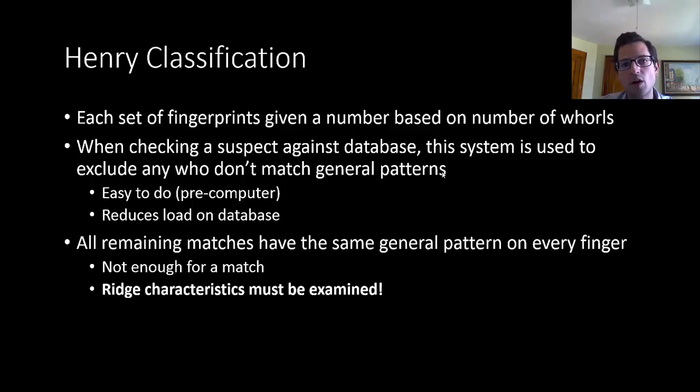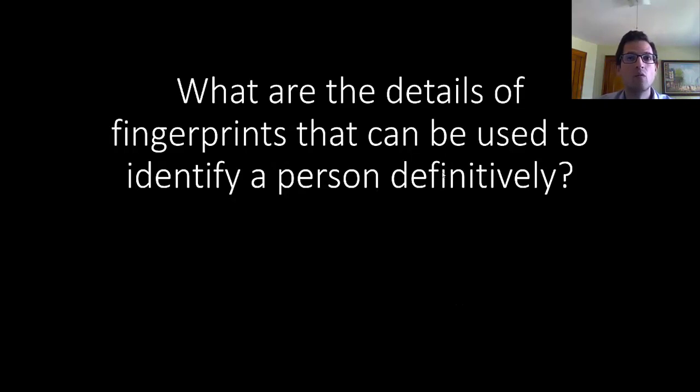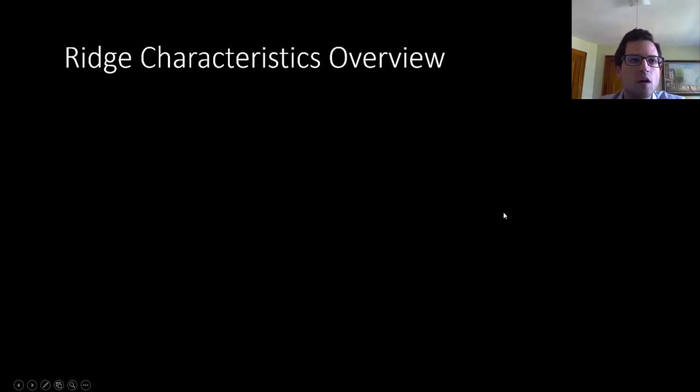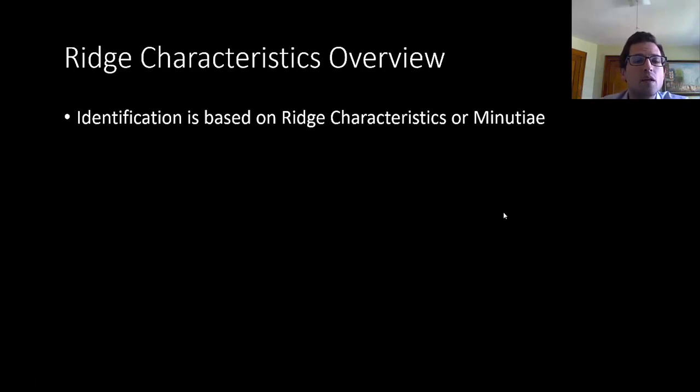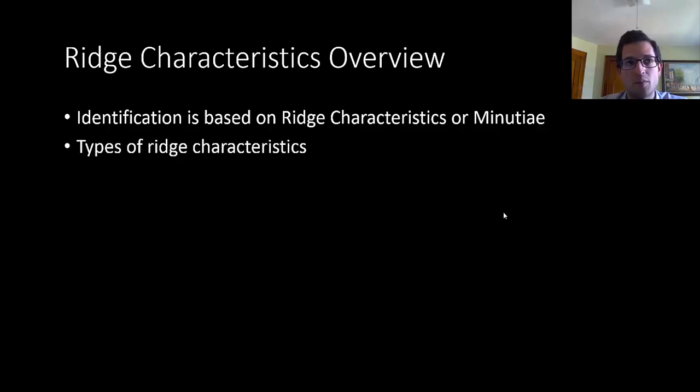In order to have a match, we have to look at the ridge characteristics. So let's take a look at that now. What are the details of fingerprints that can be used to identify a person definitively? These general patterns are useful, but they're not enough to definitively identify somebody. So, ridge characteristics, let's take a look. The final identification of a person is based on the ridge characteristics, which we can also call minutiae. Either term is fine, they're both commonly used.